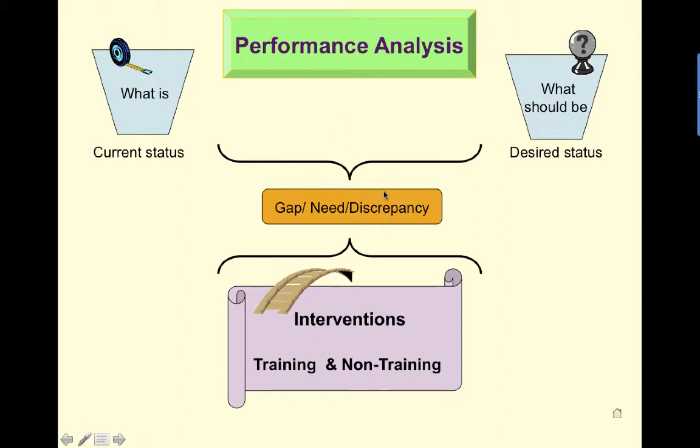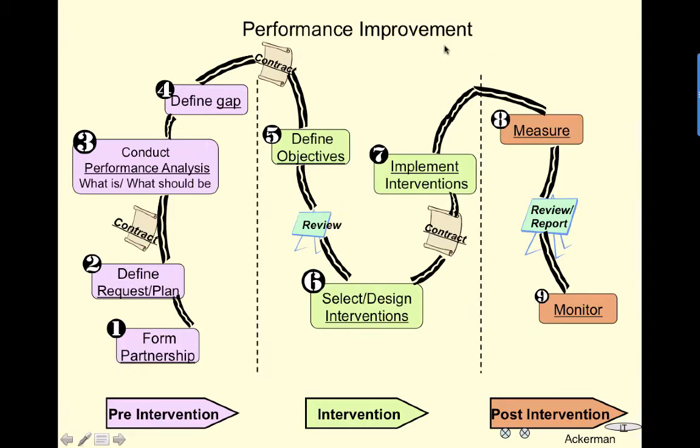Once you decide what your gap is, you can ultimately decide what the interventions are going to be. Are your interventions going to be training-based or non-training? Once your gap is defined, we're going to move into some other contract areas. So we first need to define our objectives. Your gap is technically going to be your goal, but how are you going to reach that goal? And that's where you're going to come in and define your objectives.